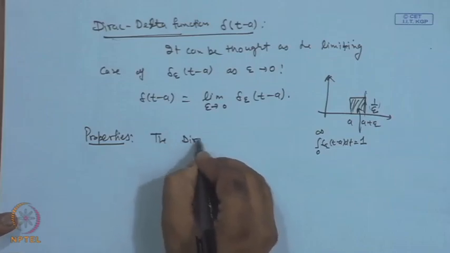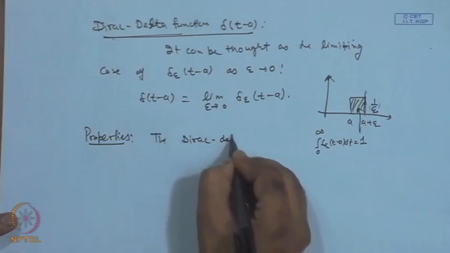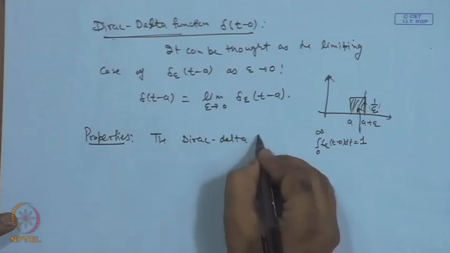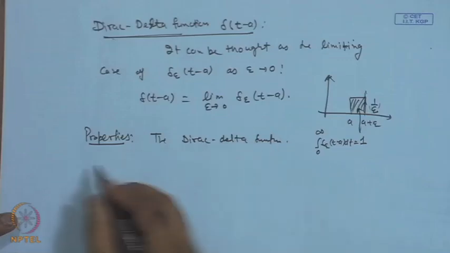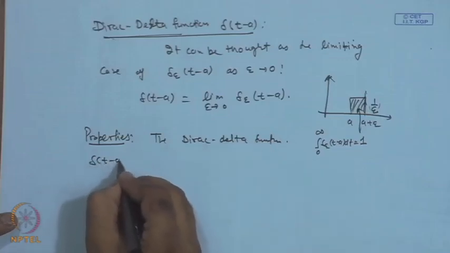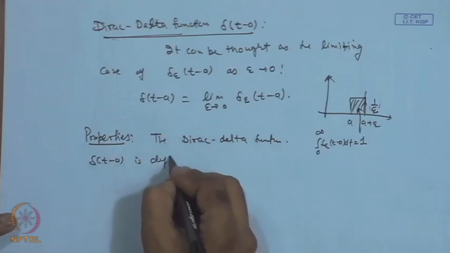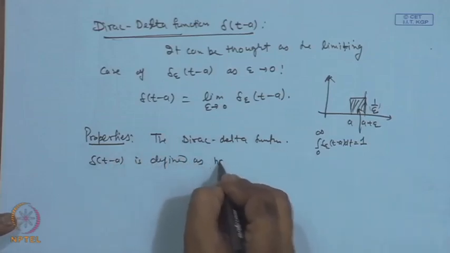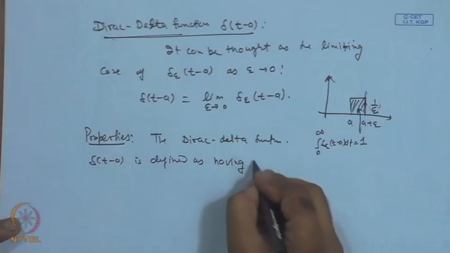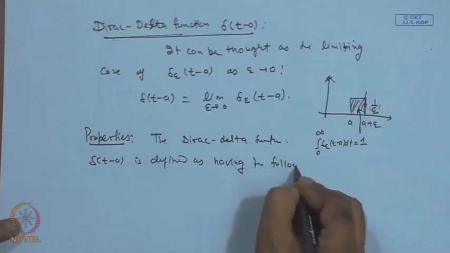So, the Dirac delta function delta (t minus a) is defined as having the following properties.